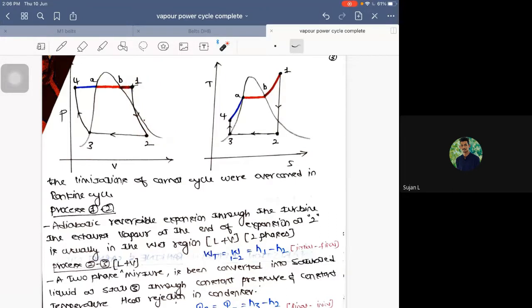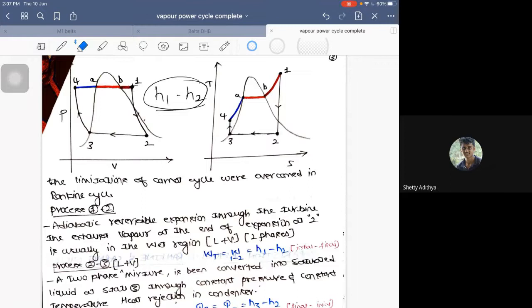How will you calculate the work done in the turbine? Initial minus final. Initial is 1, final is 2. m Cp (T1 minus T2) is also correct. Now, I must talk in terms of enthalpy. If I talk in terms of enthalpy, there is no m Cp. It is just simply H1 minus H2, initial minus final, heat content initial minus heat content final. That's it. This is how you calculate the work done in the Rankine cycle. Clear? Any doubts here?